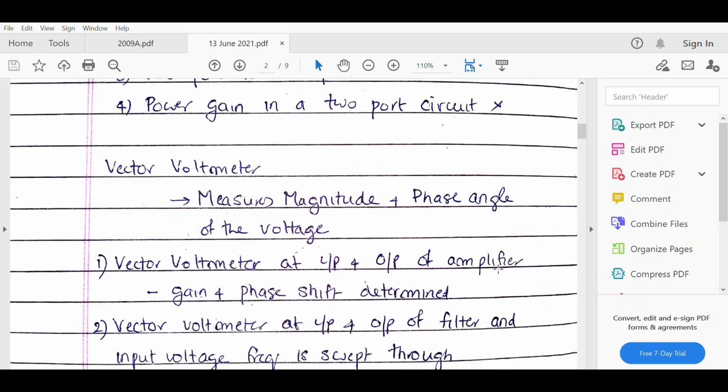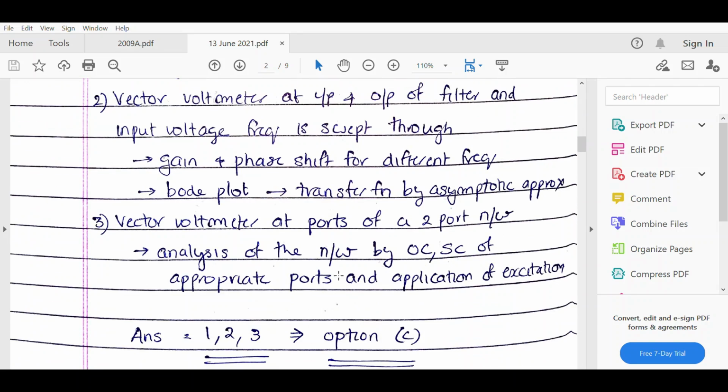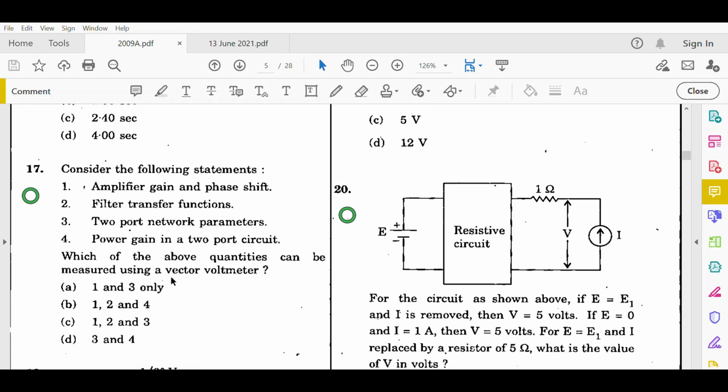And if we were to see the options, 1, 2 and 3 are correct. Now we'll just see 1, 2 and 3 corresponds to option C, and option C is the correct answer.